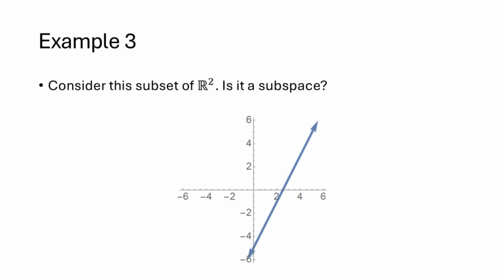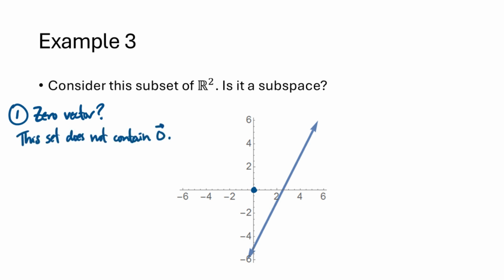Let's do another example. So when I draw this line in my xy plane, I'm indicating that I've got all the vectors that point to points along this line. So does this set contain the 0 vector? Well, the 0 vector is the origin of our xy plane, and we can clearly see that that point is not on our line, which means that this subset does not contain the 0 vector. And again, that's already enough to show that this subset is not a subspace. But let's consider the other 2 properties anyway.